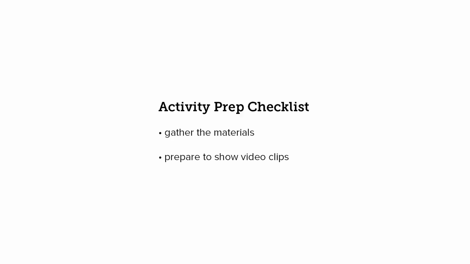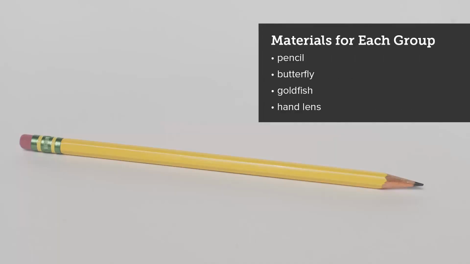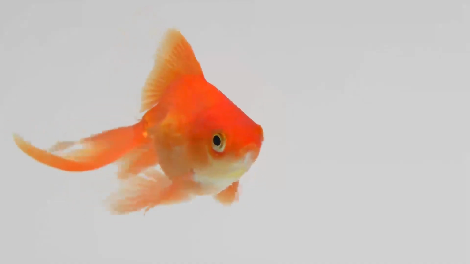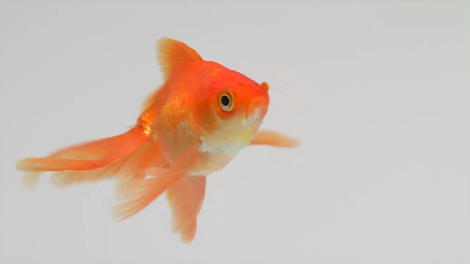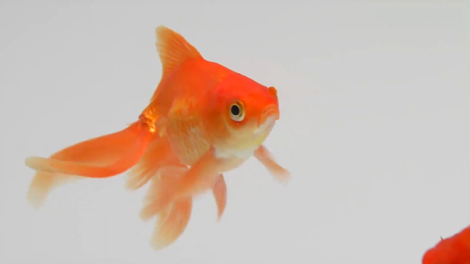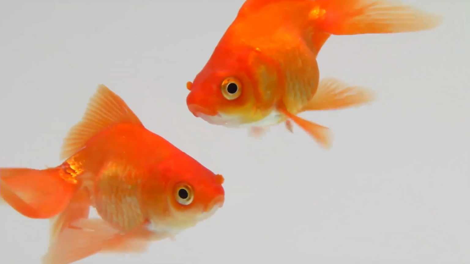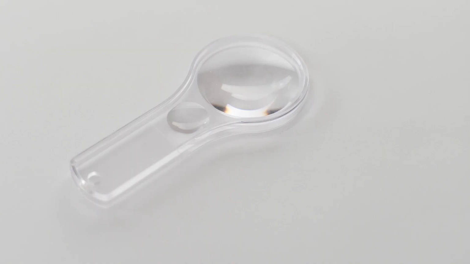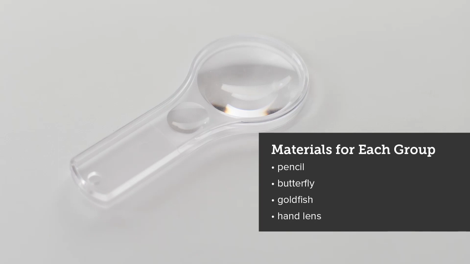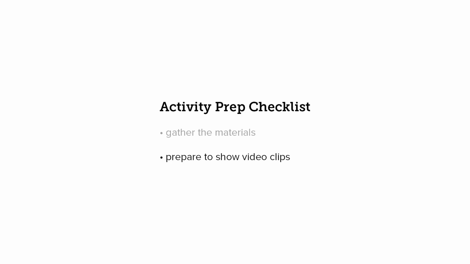As you prepare for this activity, complete this checklist before class starts. If you are using the Inquiry Rewind video to complete this activity, students will need a pencil to record their observations. If you choose to use live specimens, follow the instructions in your teacher's edition to redeem your coupon for live butterflies and goldfish for your classroom. Be sure to allow enough time for the processing and shipment of your materials order. A hand lens should also be used for student observations. Prepare to show the video clips on your projector, TV, or other screen.